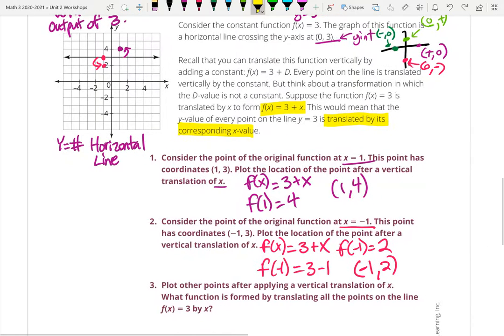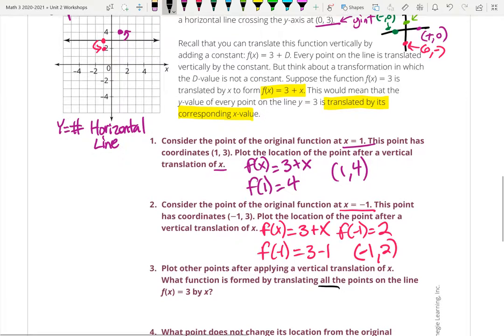So number 3 is saying plot other points after applying a vertical translation of x. What function is formed by translating all the points? Now we're not going to do all, but we're going to do a couple more just to see what happens. If I were to take f of 2, that would mean 3 plus 2. That would mean when x is 2, the output is 5, meaning 2 comma 5 would be the new point.